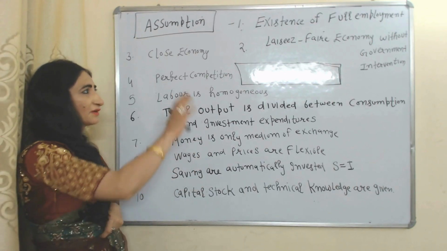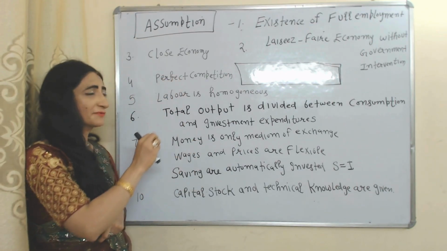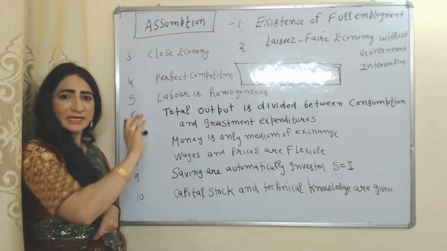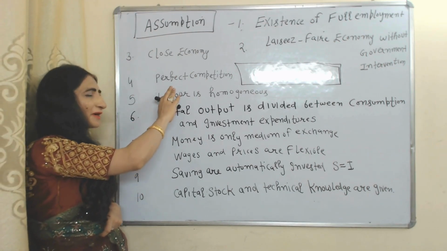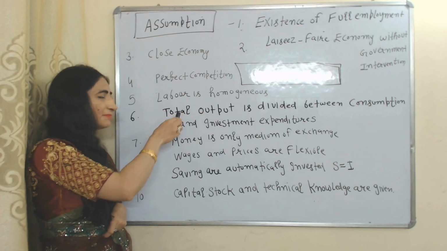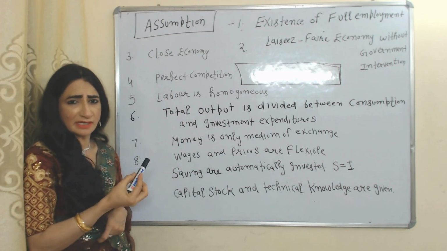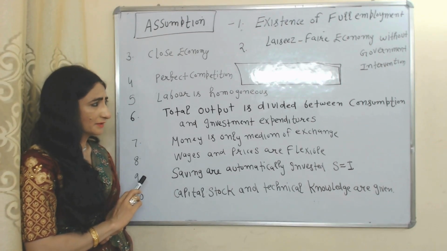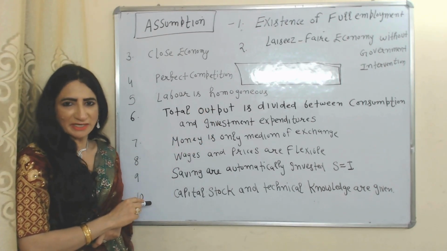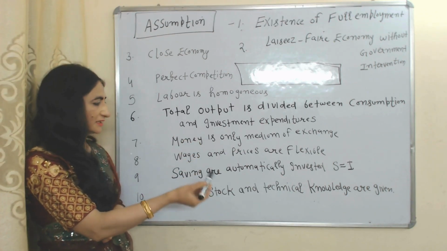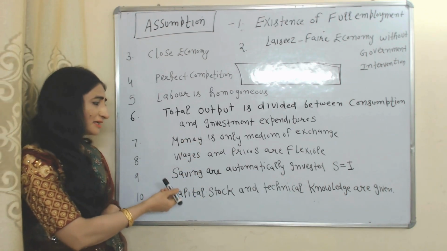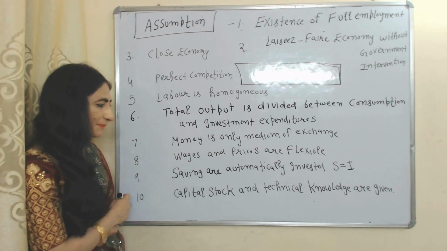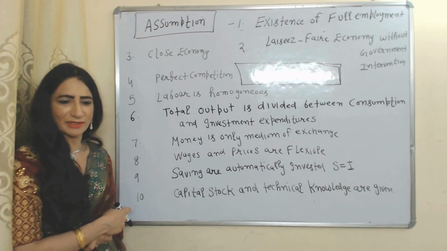Now we'll see the assumptions. Full employment in the economy, laissez-faire policy, that means no government intervention. Closed economy, that means no international trade. Perfect competition in the market. Labor is homogeneous, that means all labor is the same in terms of ability. Total output is divided into two parts, consumption expenditure and investment expenditure. Money is only a medium of exchange. Wages and prices are flexible. Savings are automatically invested, that's why saving is equal to investment. Capital stock and technical knowledge are given.